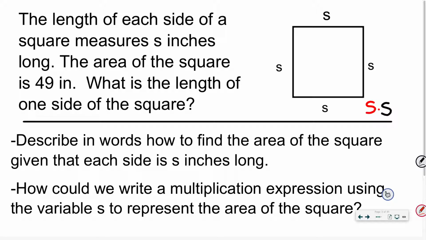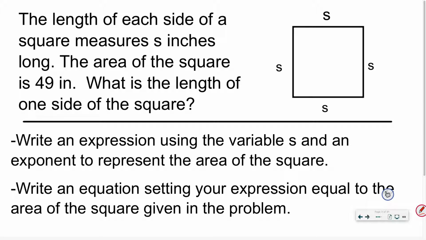Now, is there a way that I could rewrite that expression with an exponent? S squared. Now think about what we call that exponent sometimes and the shape that we're talking about now. We'll compare those a little bit tomorrow. So now I have S times S, S squared, is the area.